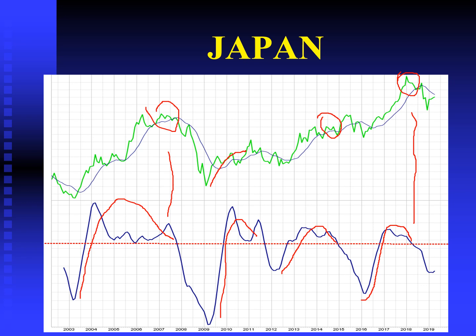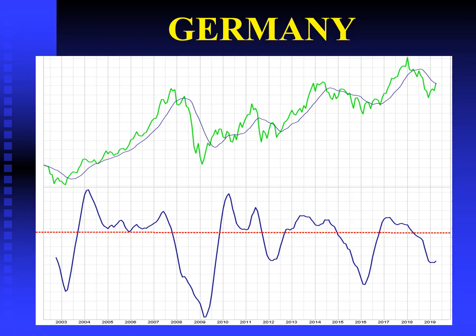So this is a gauge that can be applied also to the Japanese equity market. The same can be said if this gauge turns up. Obviously, it would be good news for the Japanese stock market. Let's see now if this proprietary indicator to measure the global business cycle applies to the German market.